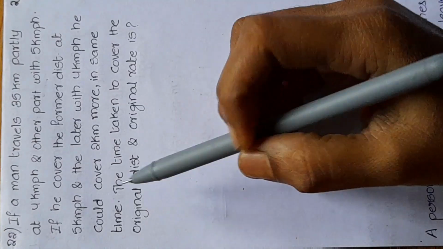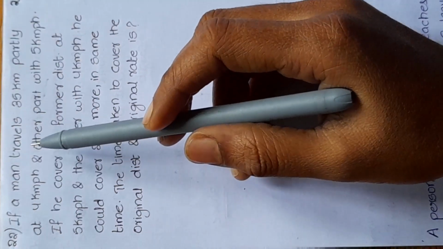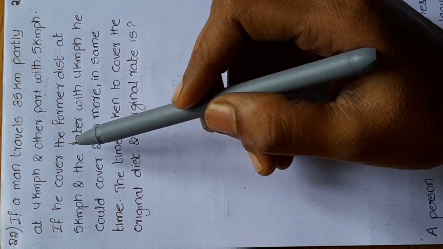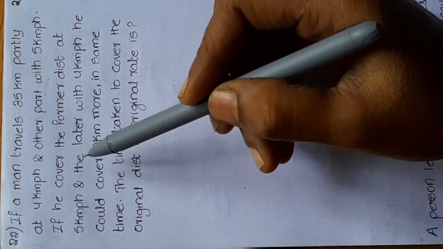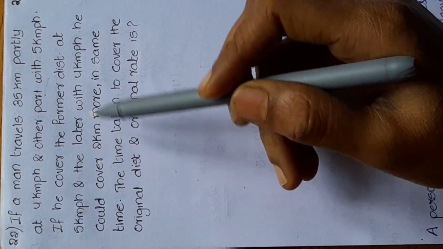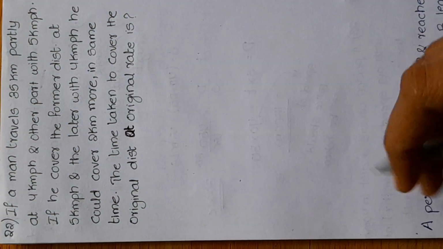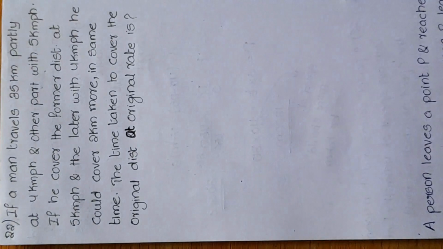Let us continue the time and distance topic. Question number 22. If a man travels 35 kilometers partly at 4 kilometers per hour speed and the other part at 5 kilometers per hour speed. If he covers the former distance at 5 kilometers per hour and the latter at 4 kilometers per hour, he could cover 2 kilometers more in the same time. The time taken to cover the original distance at original rate is.